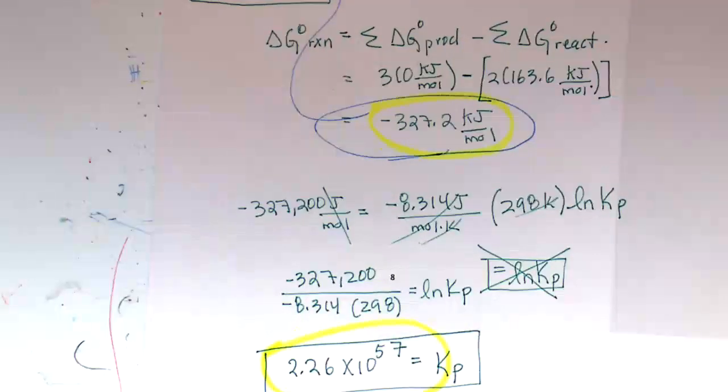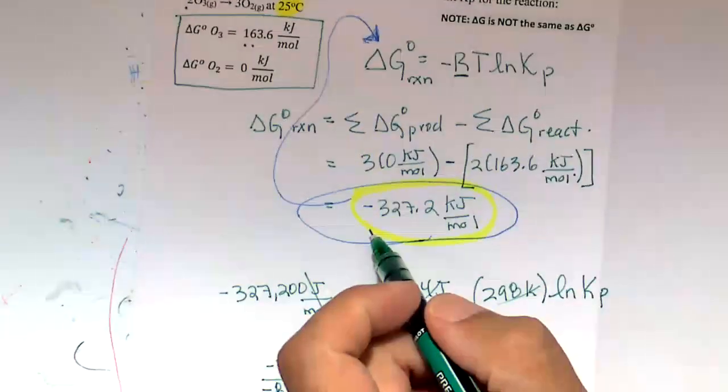10 to the 57 is huge. It's greater than $1 million, even though this has no units. So what do we say about a large K? It definitely favors the products. Products over reactants. No liquids, no solids.